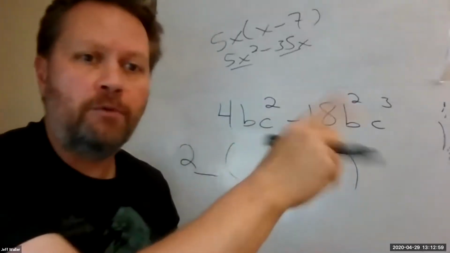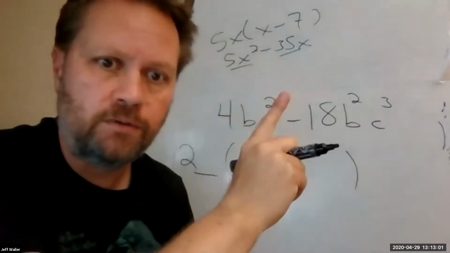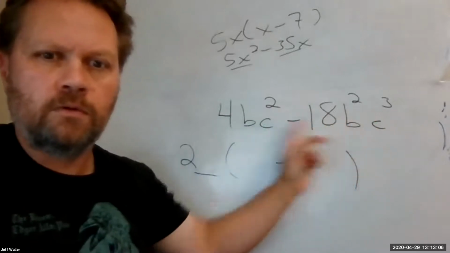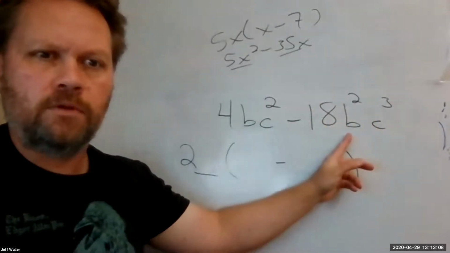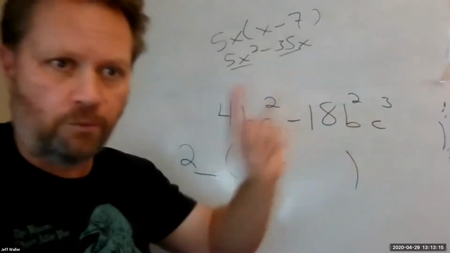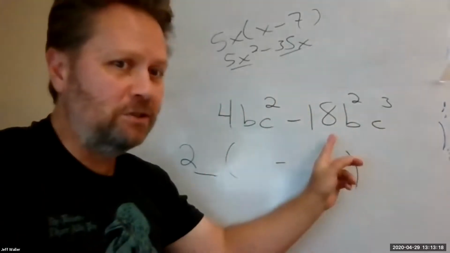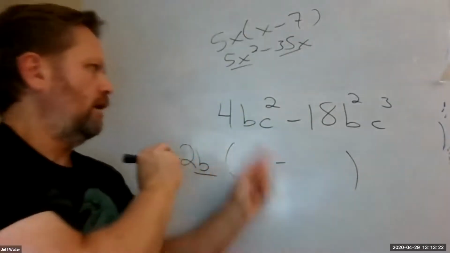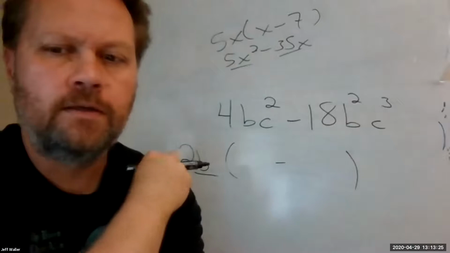2. Yes. So there must have been a 2 that was distributed because they both have a 2. How many B's do they have in common? He's got 1. They both have 1B. I know he's got 2, but they both have 1B. And of course, they both have how many C's in common? 2.